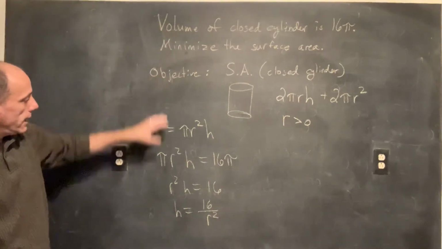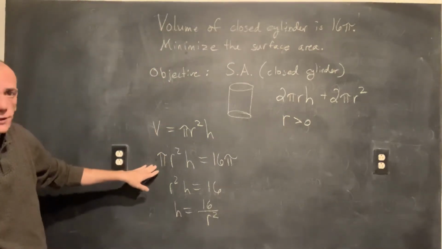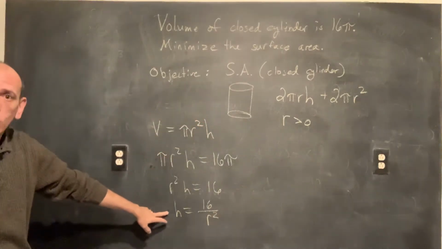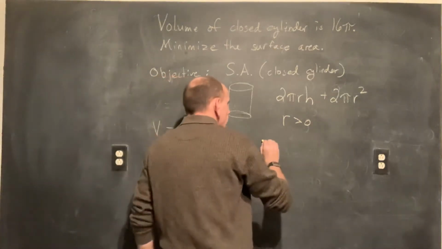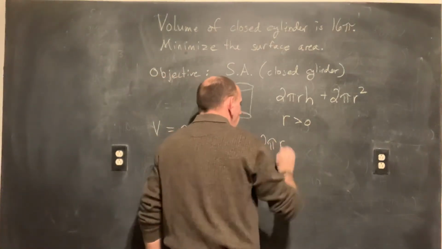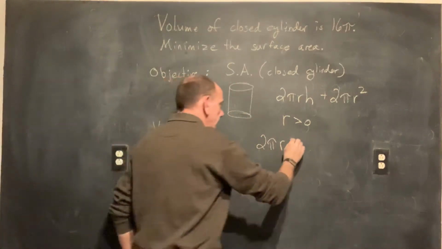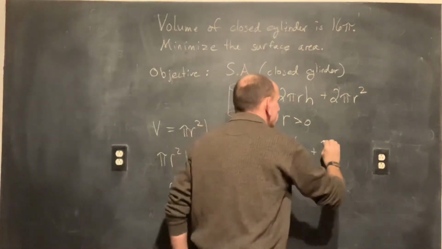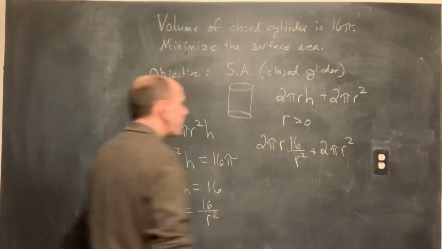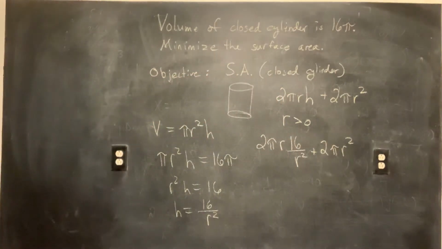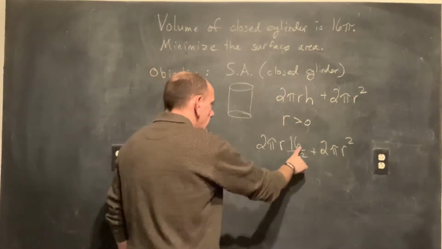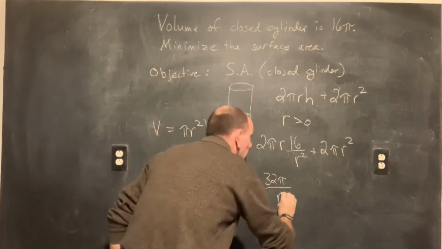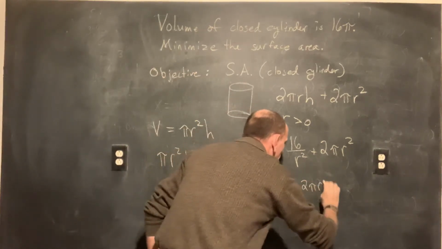So here was my constraint, that the volume of that cylinder was 16 pi, and I'm using that to go back to my objective function and eliminate one of the variables, h. So here I'm 2 pi r, now h is 16 over r squared, plus 2 pi r squared. Well, that's going to make life nicer. This is 32 pi over r plus 2 pi r squared.